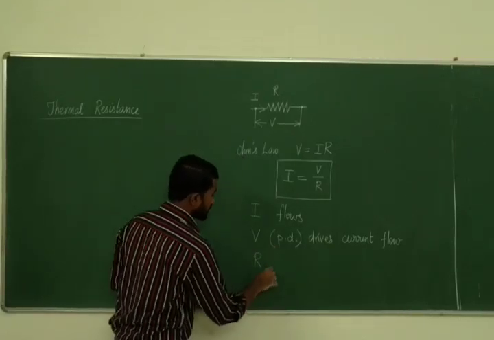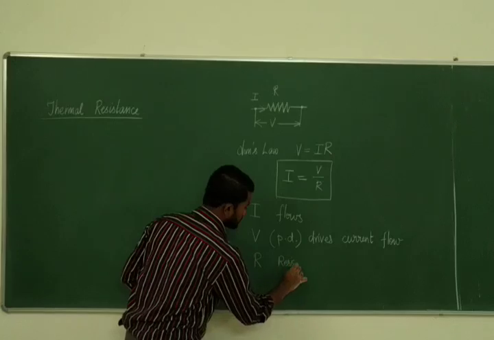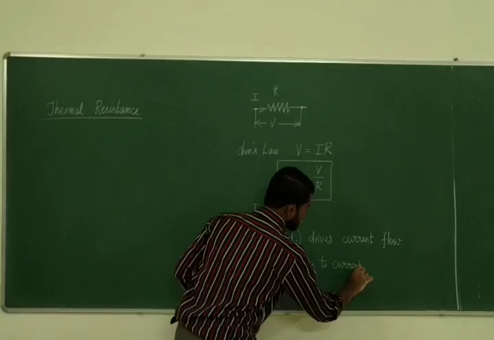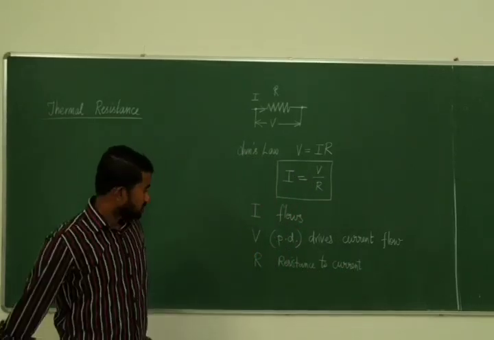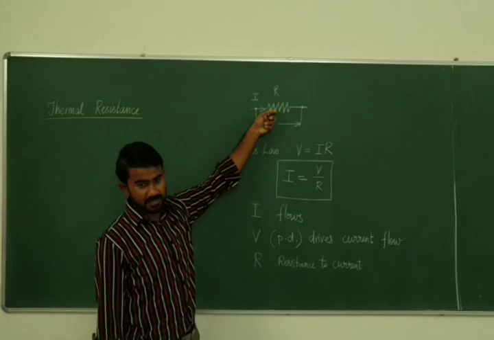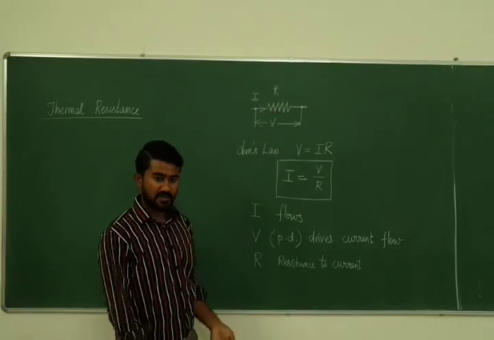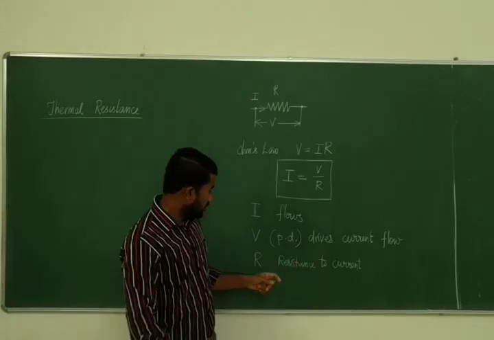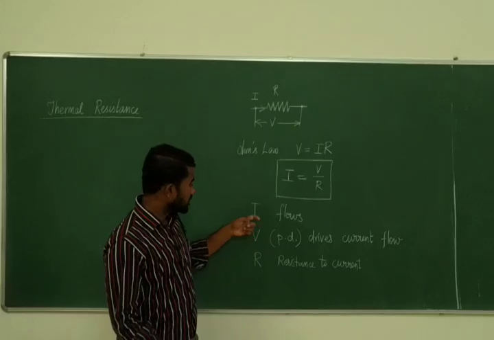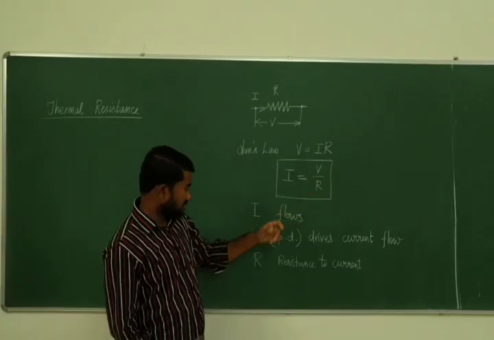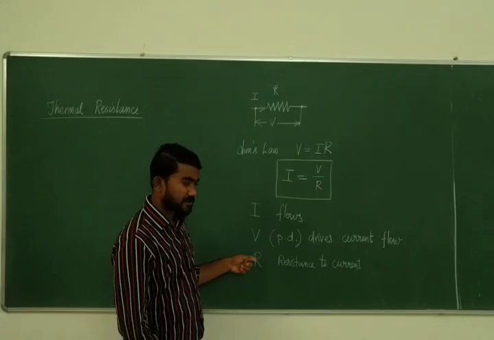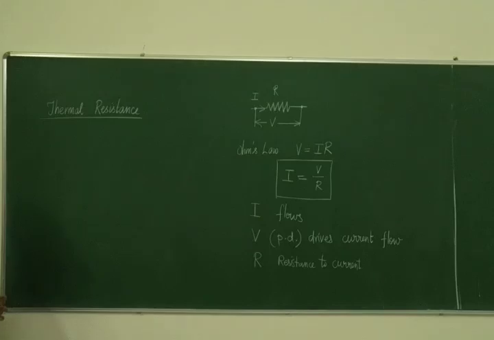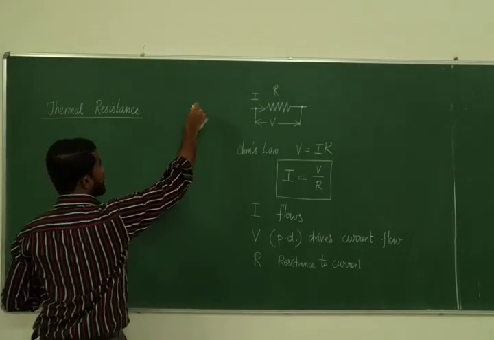And what is R? That is the resistance to current. Resistance is some opposition to the flow of current. The higher the resistance, the lower the current. So the potential difference tries to push as much current as possible, but the resistance opposes it. Then there is a particular amount of current that depends on V and R. Is that clear? Now we are going to see a very similar analogy, the electrical analogy.